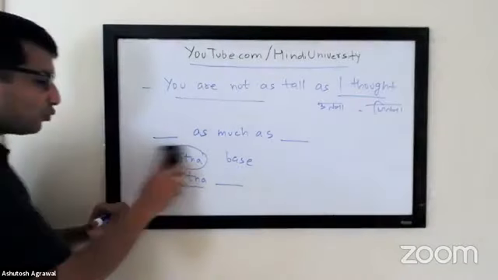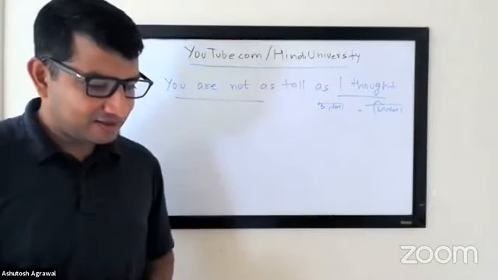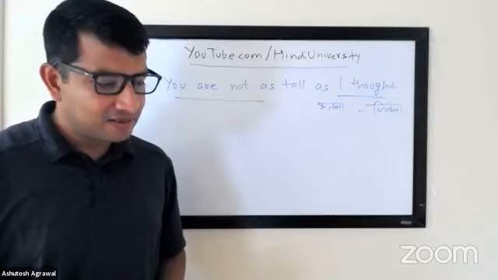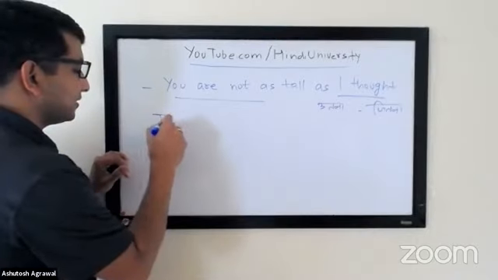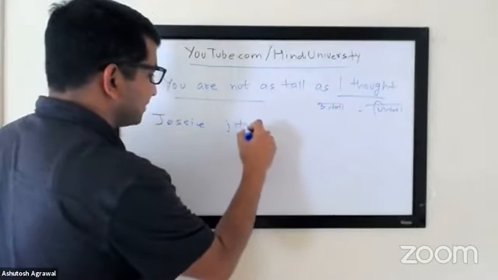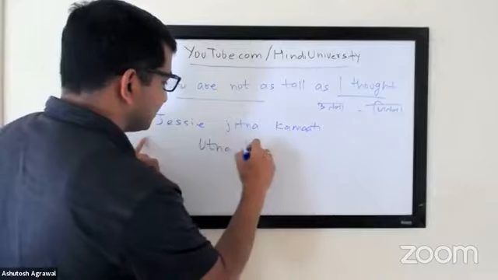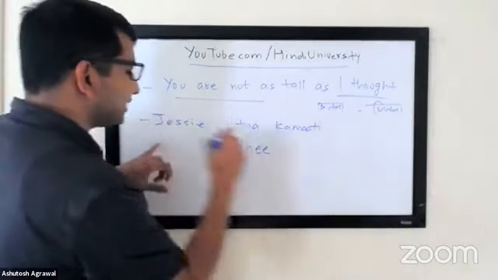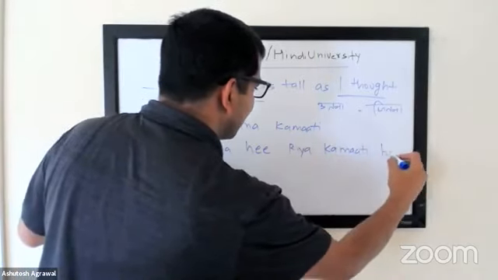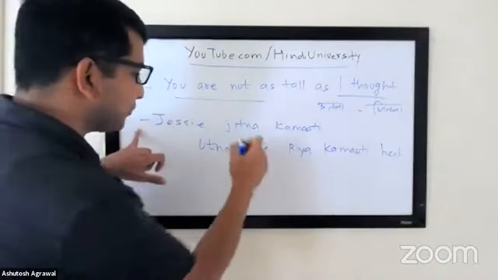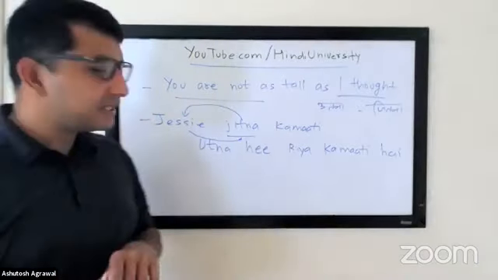Ashu Ji, I got a question. Can we swap the order, like Jesse jitna kamati hai for Jitna jesse kamati hai? Is it the same? So one more time. Jesse jitna kamati hai. Or can we change the order for jitna jesse kamati hai? Yeah, let me just write it down. Jesse jitna kamati hai, utna hi riya kamati hai. Can I change the order to jitna jaisi kamati hai? That's correct. You can change the order. You can put this first and you can put that second. That's correct. Jitna jaisi kamati hai, and utna, yeah, that's totally fine.